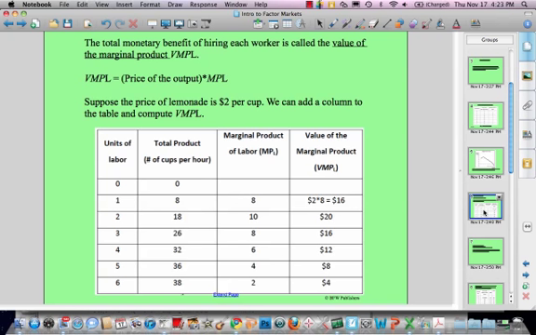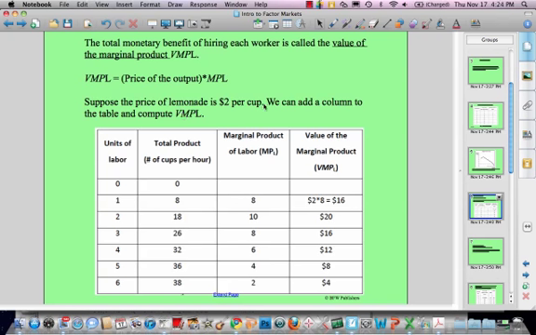So let's first start with the definition. The total monetary benefit of hiring each worker is called the value of the marginal product, or VMPL, value of marginal product, in this case of labor. Value of marginal product of labor equals the price of the output times the marginal product of labor. Pretty straightforward. Let's take an example.